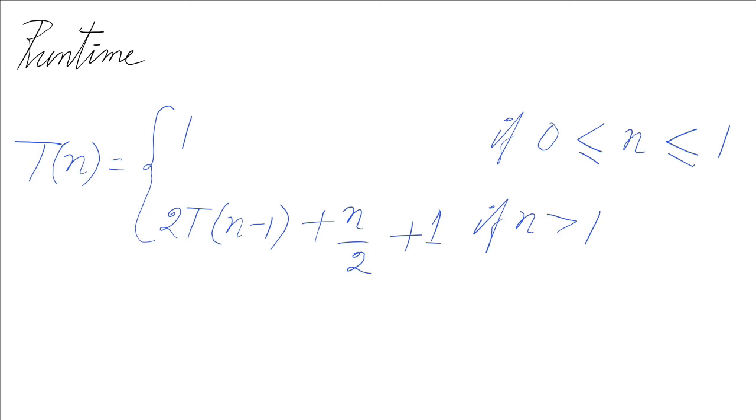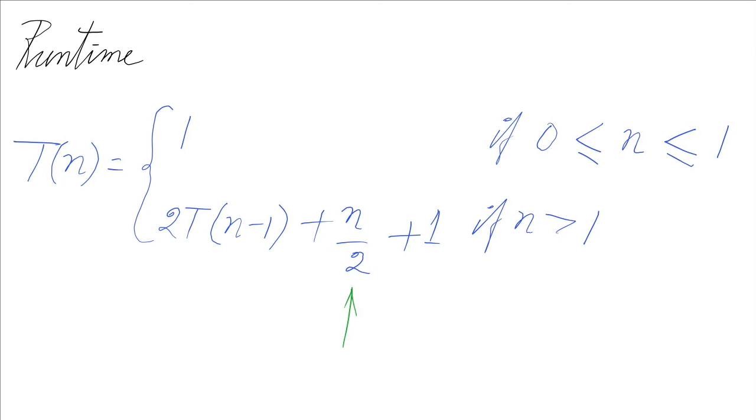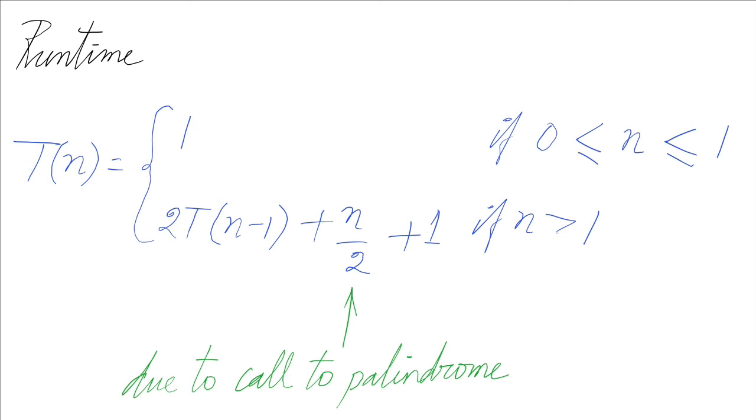So what is the runtime of this longest method? The runtime is given by this equation, and this corresponds to the call to palindrome.